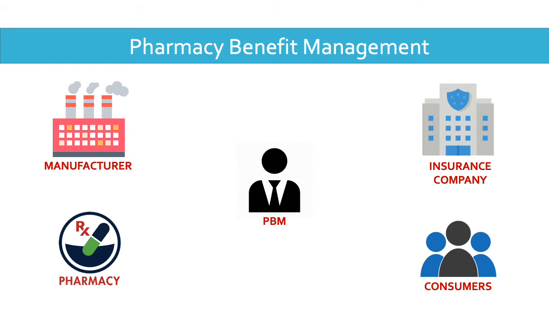Right below that, you have the pharmacy. That's the retail pharmacy. There's one on every corner, and that's where people go to get their drugs. Way over on the right, you have the insurance company, which is the one that's typically paying for those drugs. And then you have the consumers right below them that need drugs and take the drugs.